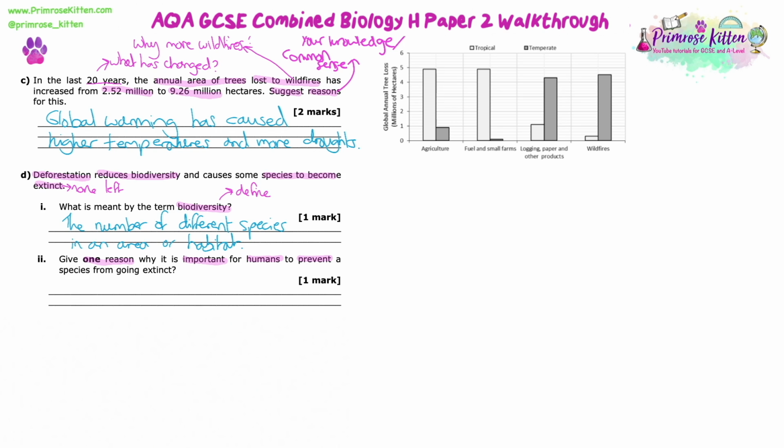Give one reason why it's important for humans to prevent a species from going extinct. So why is it important that we stop species from dying out and there being no species left? Well, there's lots of reasons, but one of the things I would think about is if you take out a certain species, they are in a food chain. So we know that that's going to have impacts above and below them in the food chain. And so that's what I would say is one of my reasons. Again, there's lots of reasons you can talk about, and we'll look at those in the mark scheme.